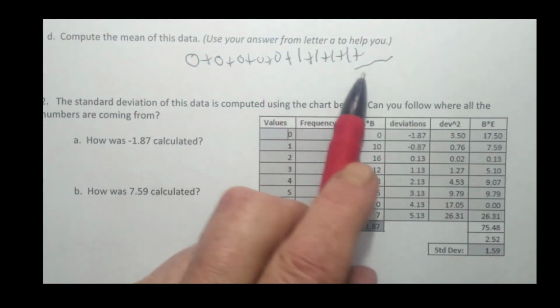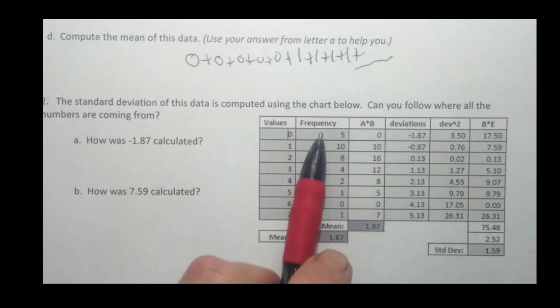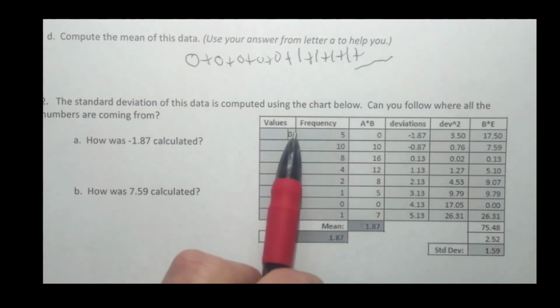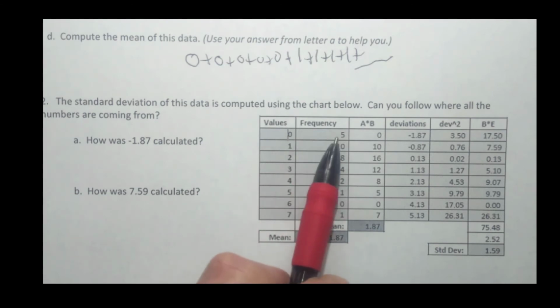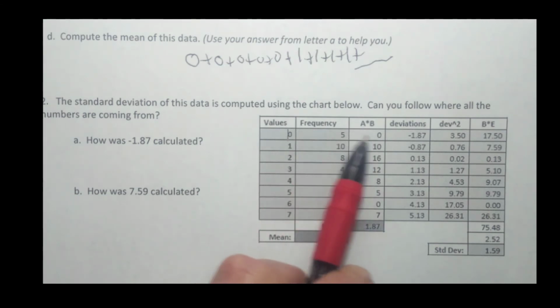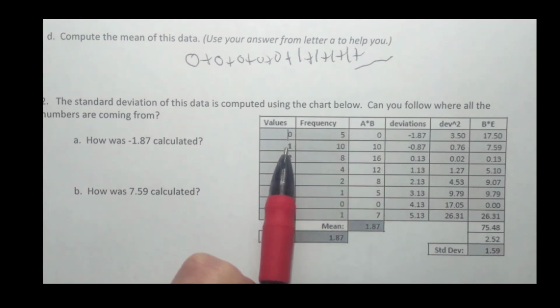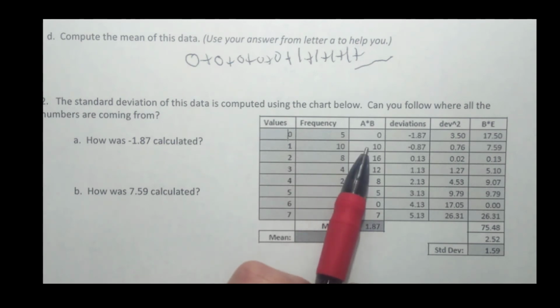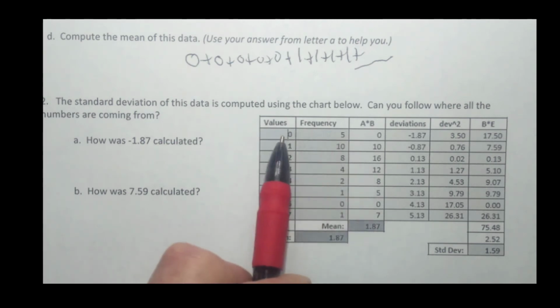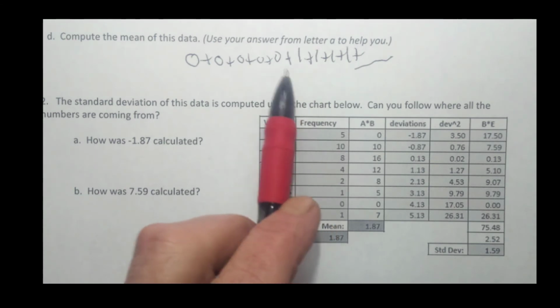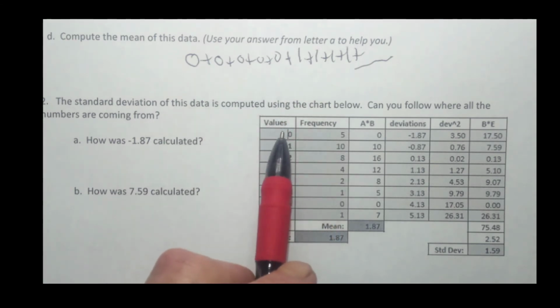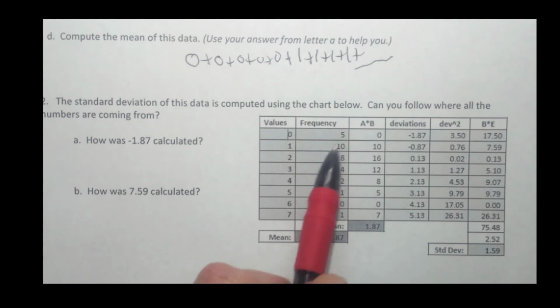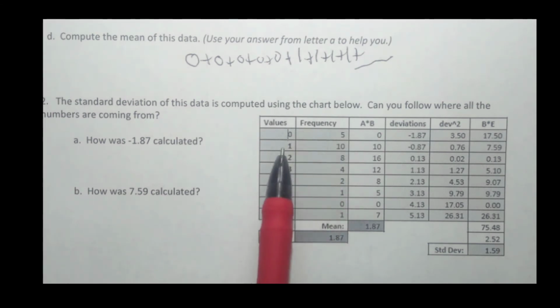I just thought of something. I'm looking here. 0 cups of coffee, 5 people, 5 times 0 is 0. 1 cup of coffee, 10 people, 10 times 1 is 10. Multiplication is a shortcut to repeated addition. So I can do it this way, a lot easier, right?